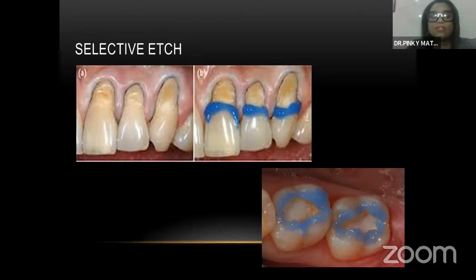You should know which surface to etch in the tooth. You should know which surface not to etch. You should know where to rinse. You should know where not to rinse. You should know which bonding agent should be applied, and you win the battle.